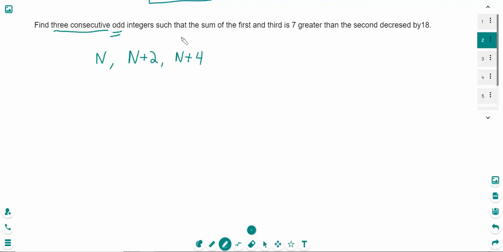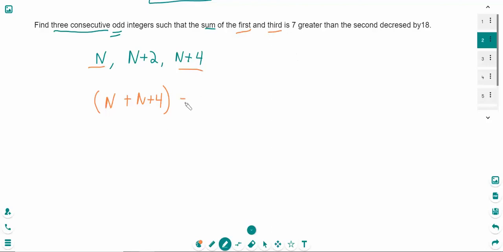So, such that the sum, all right, so we're talking addition again. So we'll put our addition sign. What's being added? The sum of the first and third. The first and third are being added. The first is an n. The third is an n plus 4. So n plus 4. That's our sum. Again, I'll put this in parentheses just in case there's multiplication.